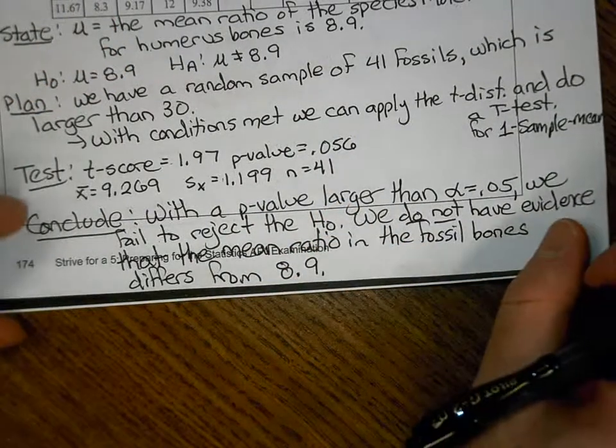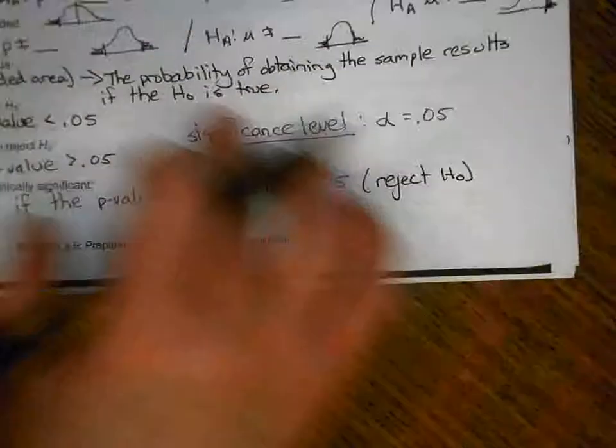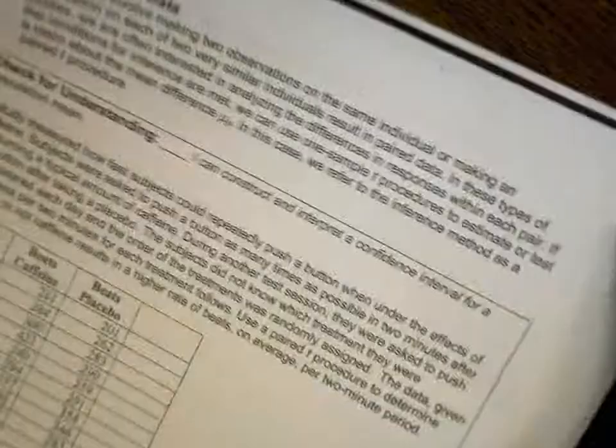Okay, so that wraps up. They didn't ask us to interpret a p-value, so we don't need to. That's the first check for understanding. The second one takes us into a matched pairs test.